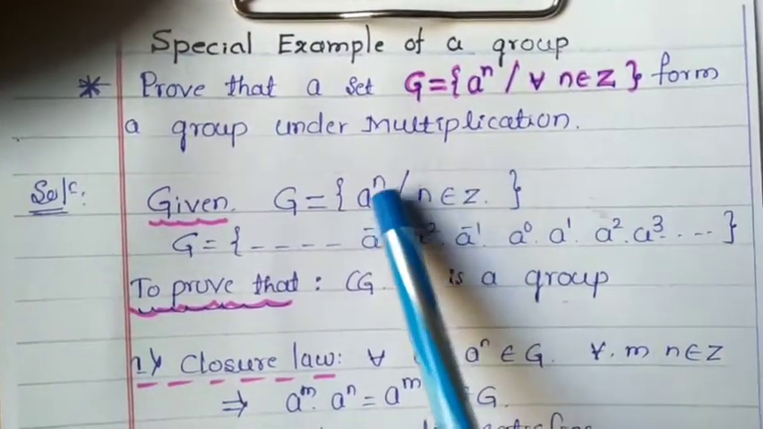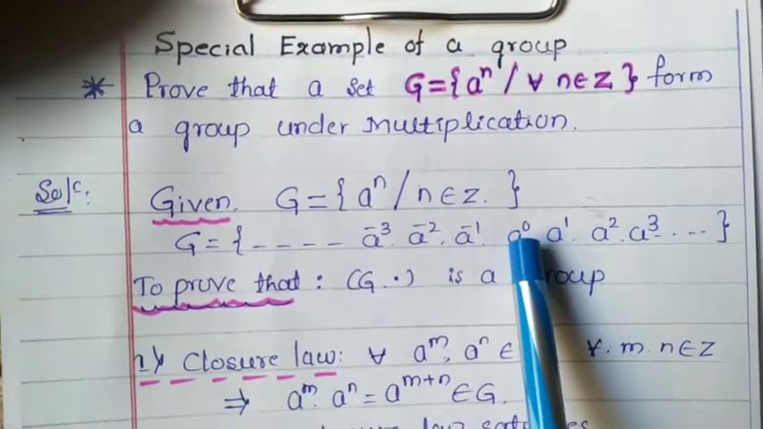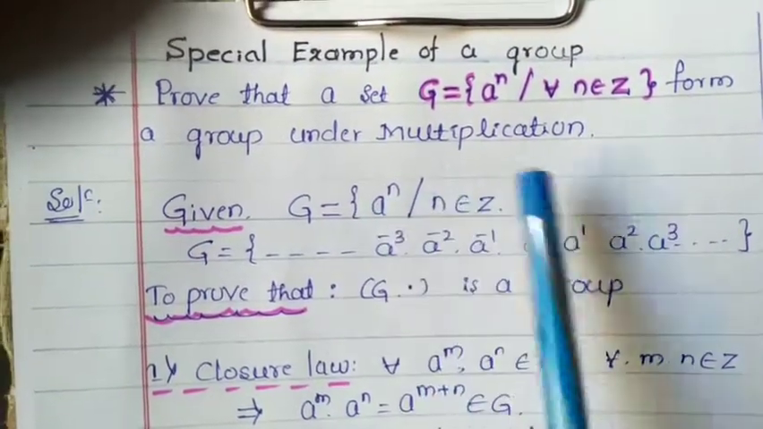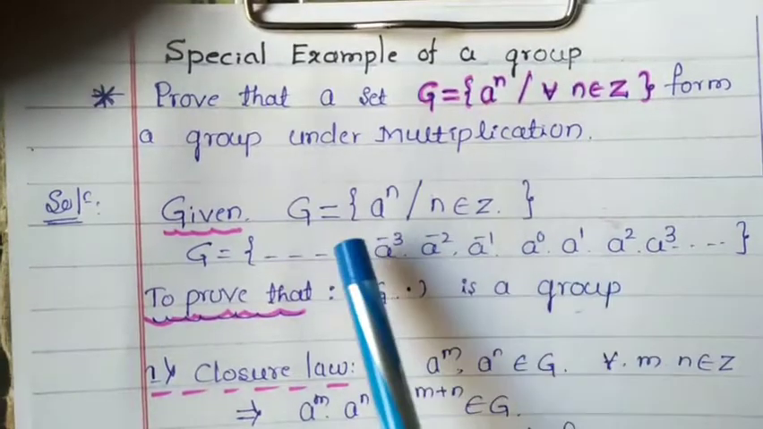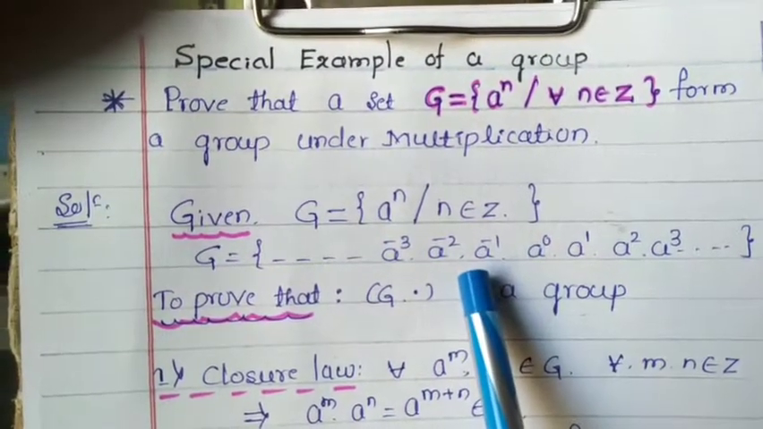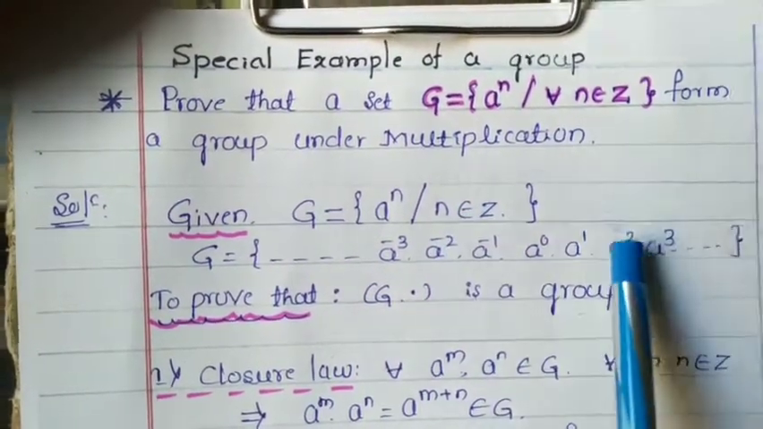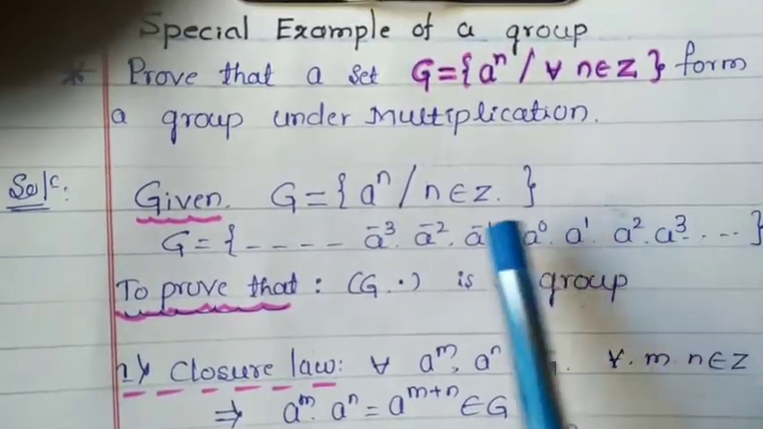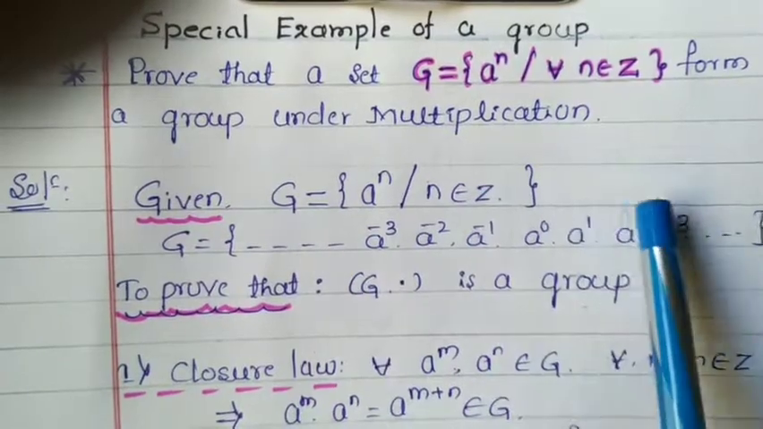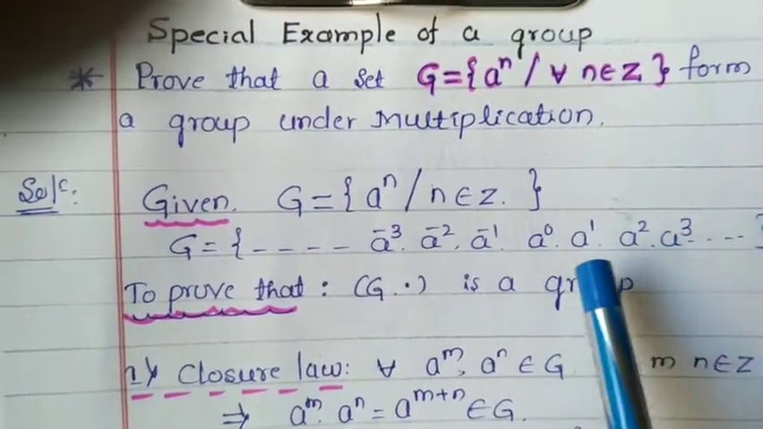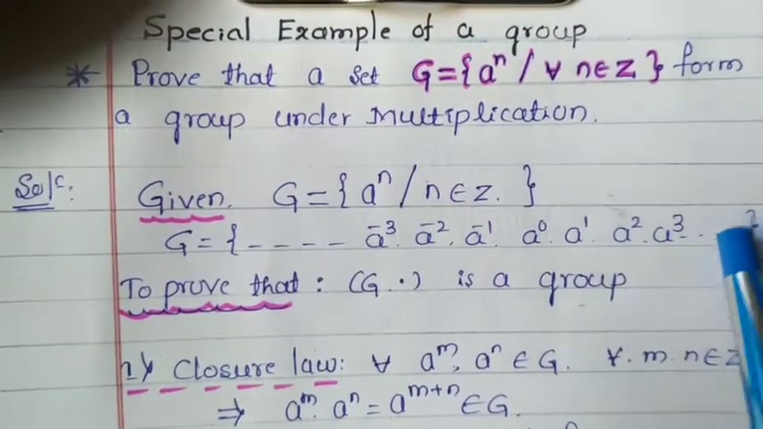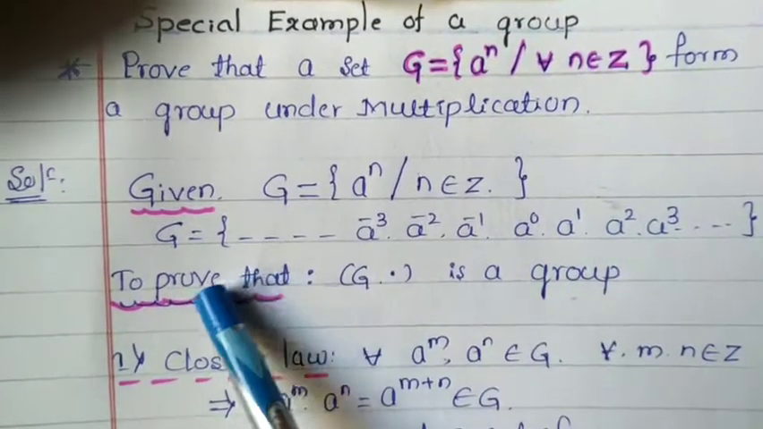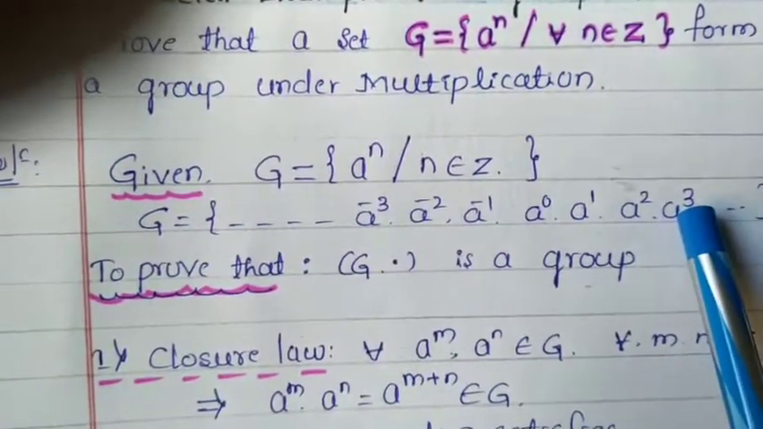If n equals 0, a raised to n becomes a raised to 0. If n is plus 1, it is a raised to 1. If n is minus 1, it is a raised to minus 1. Likewise, if n is plus 2 or minus 2, we get a raised to 2 and a raised to minus 2, and for n plus or minus 3, we get terms like that. On one side of a raised to 0 are the positive powers of a, and on the other side are the negative powers of a. So this is the set G.